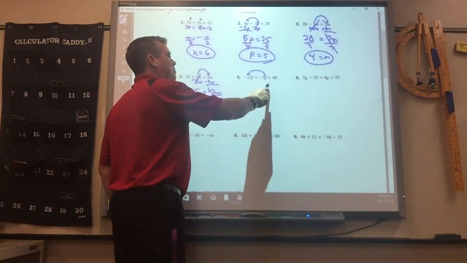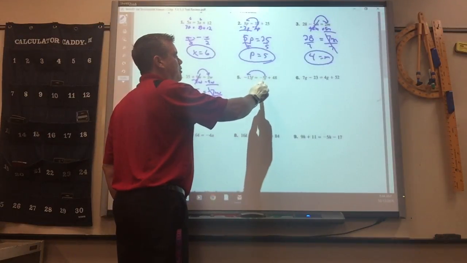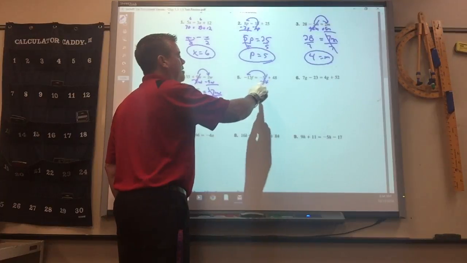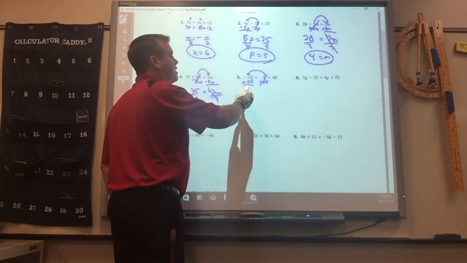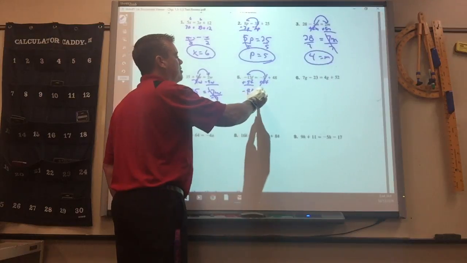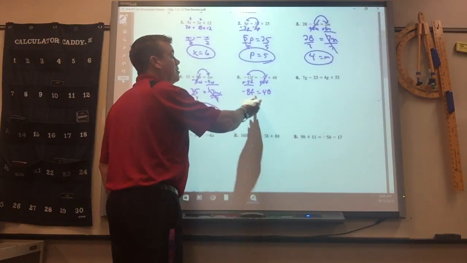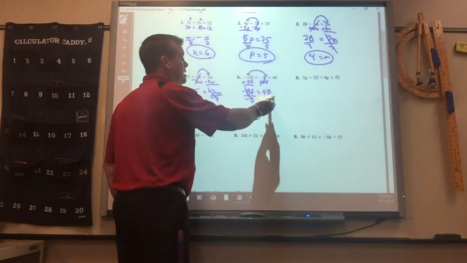Here we move this over here. It's a minus, so to get rid of it, you add it. 5f, add 5f. Negative 13 plus 5 is negative 8f. Then divide, and you get negative 6.